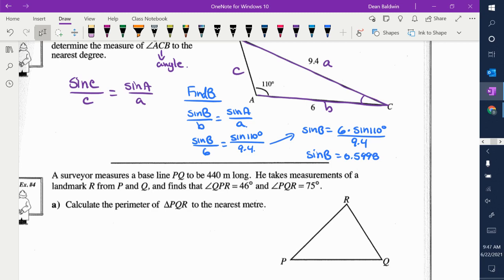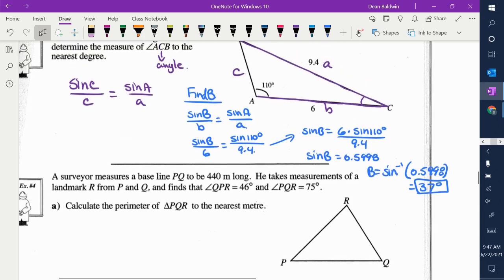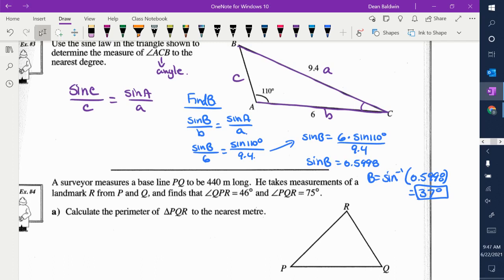So how do I find angle B? The sine to the minus 1. So remember, B is going to be sine to the minus 1. And that should be 36.8. I'm just going to round to the nearest whole, 37 degrees. So that's 37. Does everybody agree with that?